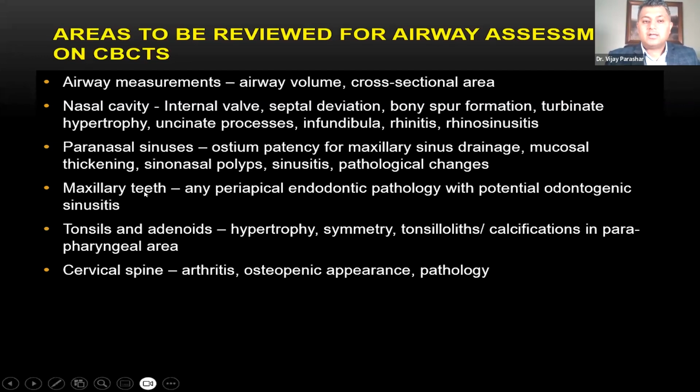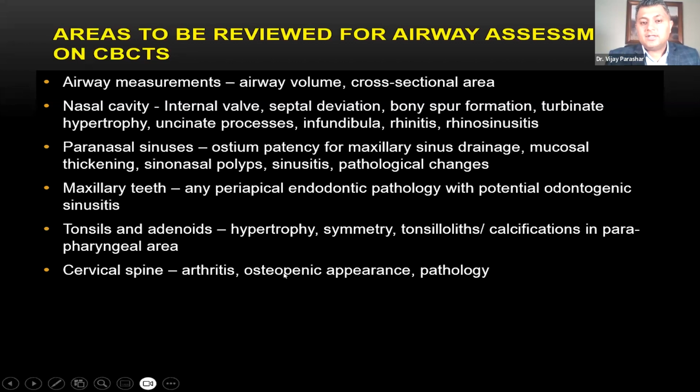But we should look at maxillary and mandibular teeth and look for any pathology. We should also look at tonsils and adenoids. I will show you some examples of adenoid tissue, whether it is enlarged or not, and what the significance of it is. And since we are working very close to the cervical spine, we are right next to the cervical spine, we should also look at the changes, if any, in the cervical spine.